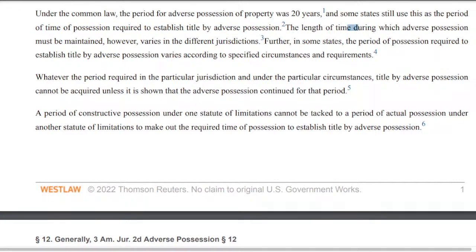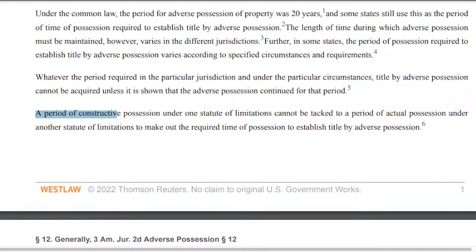So the length of time during which adverse possession must be maintained, however, varies in the different jurisdictions. Further, in some states, the period of possession required to establish title by adverse possession varies according to specified circumstances and requirements. Whatever the period required in the particular jurisdiction and under their particular circumstances, title by adverse possession cannot be acquired unless it is shown that the adverse possession continued for that period. So it has to be continued. Always remember the continuance is one of the elements that are required.